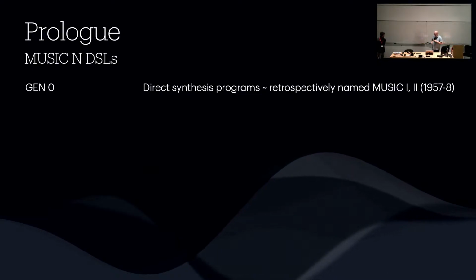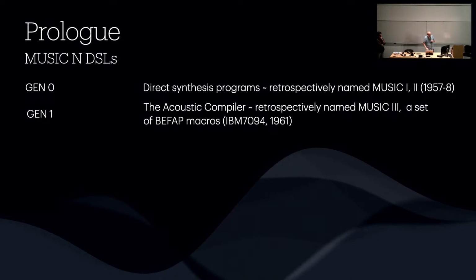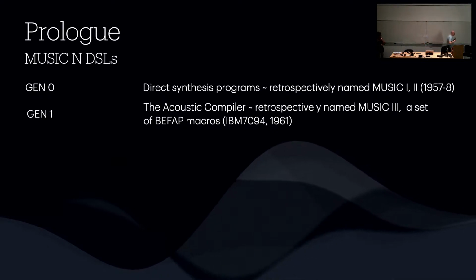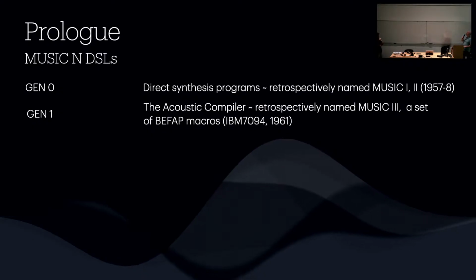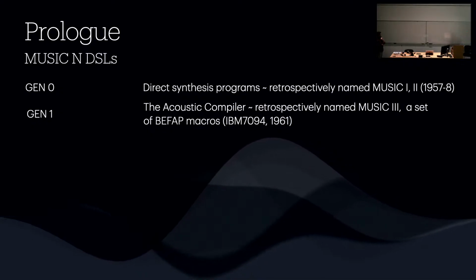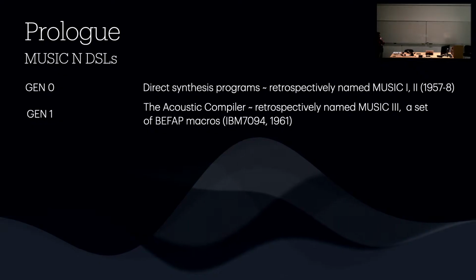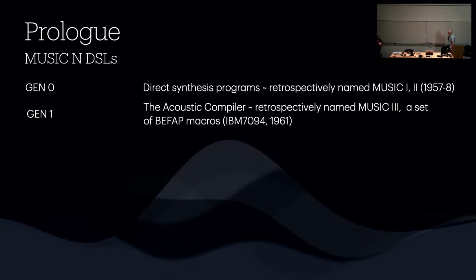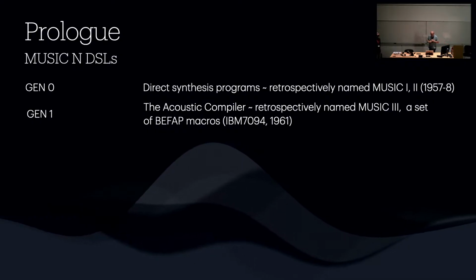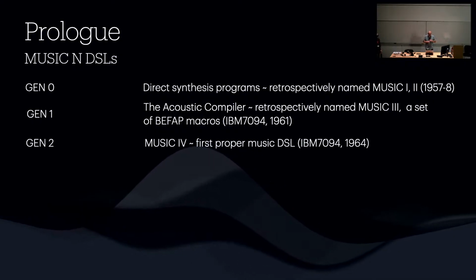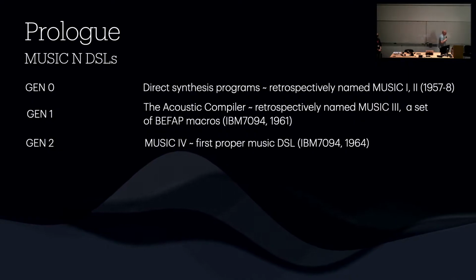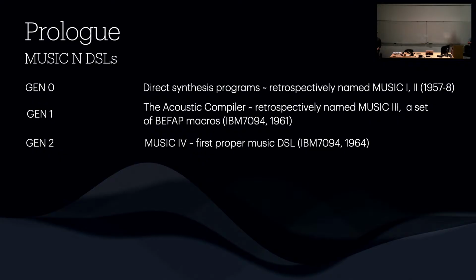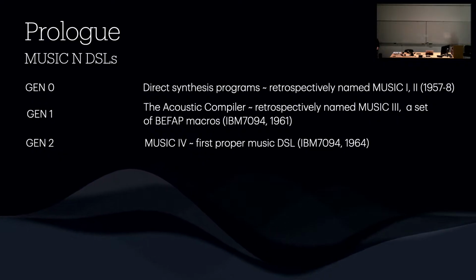And that was 1957-58. And then the first music DSL, really, for direct synthesis was developed with what we retrospectively called Music 3, but it actually was called the acoustic compiler, in 1961. Then generation 2 is the fully formed Music 4. That was called Music 4 then. They deliberately called it Music 4.